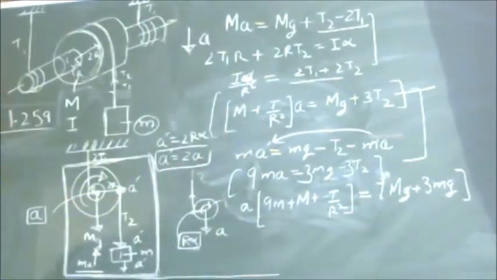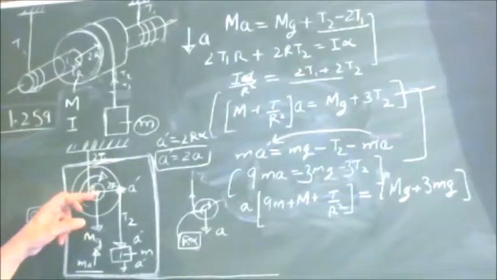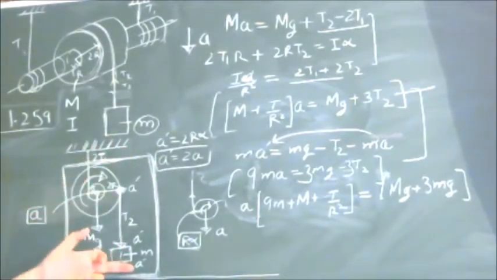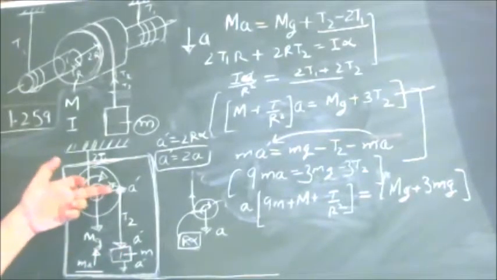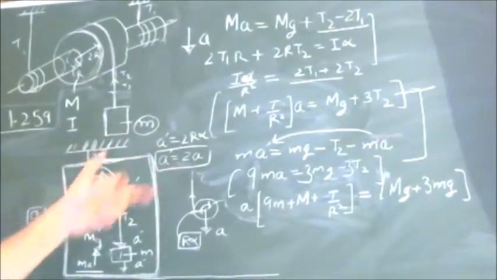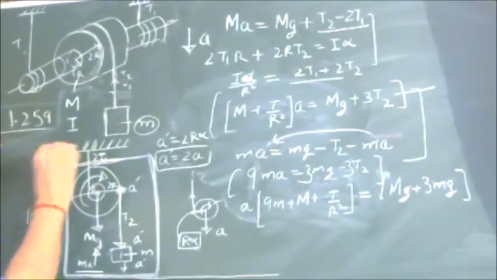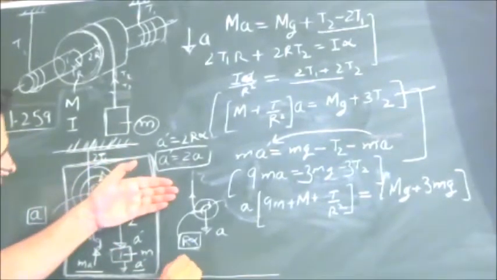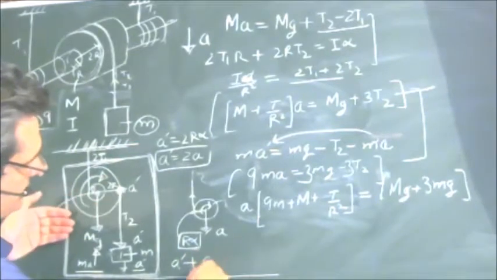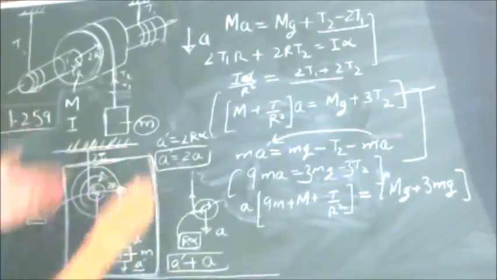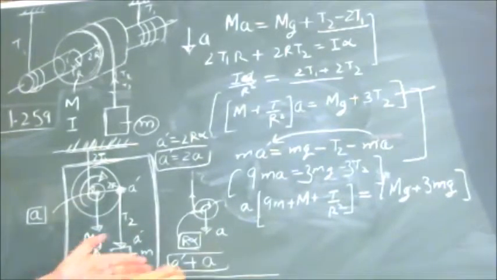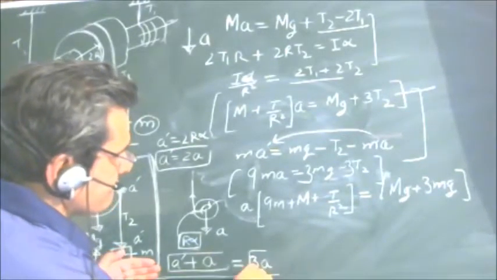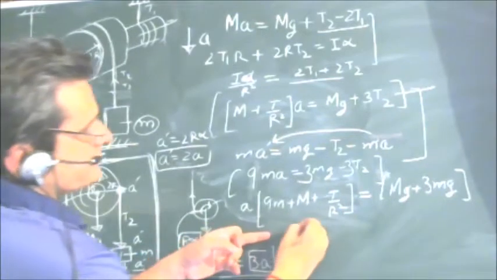So this is a. A we had taken as the acceleration of the center of mass. What is the acceleration of mass m? In this frame of reference, it is twice a. And what is the acceleration of mass m with respect to the ground? Because a dash we had taken in this frame, it becomes a dash plus a. A is the acceleration of the frame itself. A dash is the acceleration of this mass. So the total acceleration is a dash plus a, which is nothing but 3 times a.